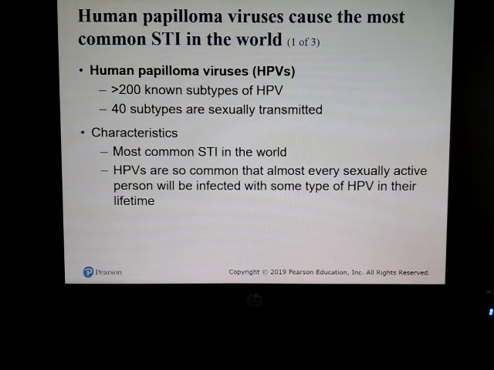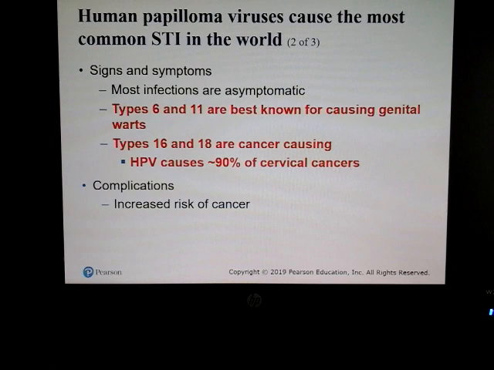HPV, a lot of you wrote about this when we talked about the oncoviruses. There's over 200 known subtypes, guys. 40 subtypes are sexually transmitted. This is the most common STI in the world. Pretty crazy to think about that. For your test, I'd like you guys to know this.